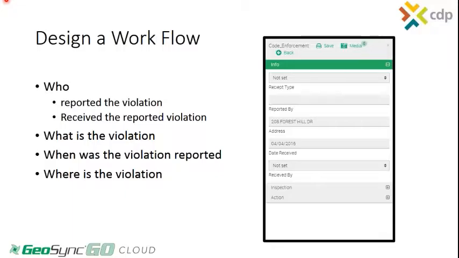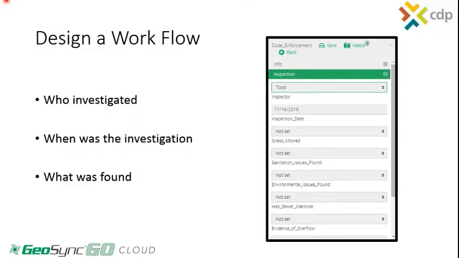So basically, who reported it, who received it, and we also want to know what the violation is, the type of violation, what the main issue is. We want to know when the violation was reported, the actual date that we received the information, and of course where the violation is, where the site is.